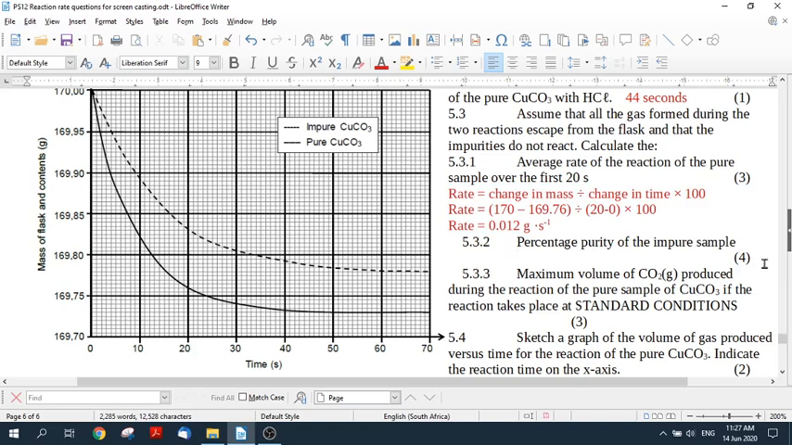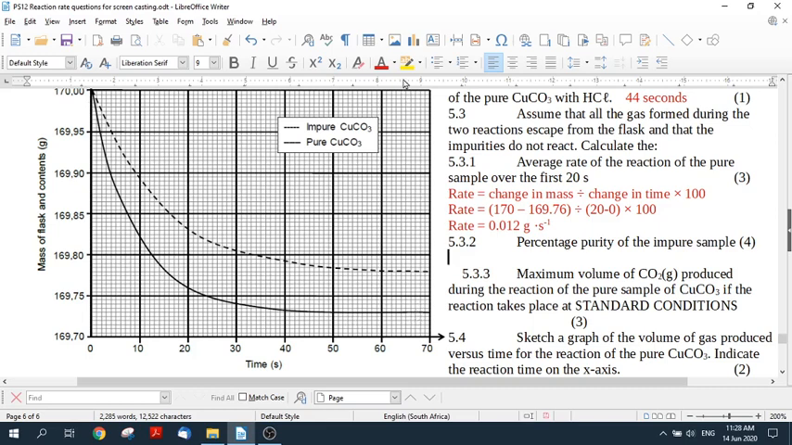Now it says to calculate the percentage purity of the impure sample, and it's only 4 marks. So when I first looked at this, I thought, okay, there's this long, complicated, involved way to go about it, but because this is only 4 marks, there must be an easier way. So what it boils down to is this. Both of these started out at 170 grams. So if they were both pure, they would both produce the same amount of carbon dioxide gas.